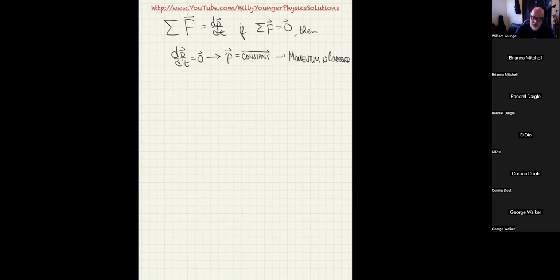Okay, so it turns out that that's not the only type of collision that can occur. There's also another type of collision called an elastic collision. And in an elastic collision, that means that kinetic energy is conserved. Okay, that's not a thing that normally happens. Kinetic energy is quite often wasted.